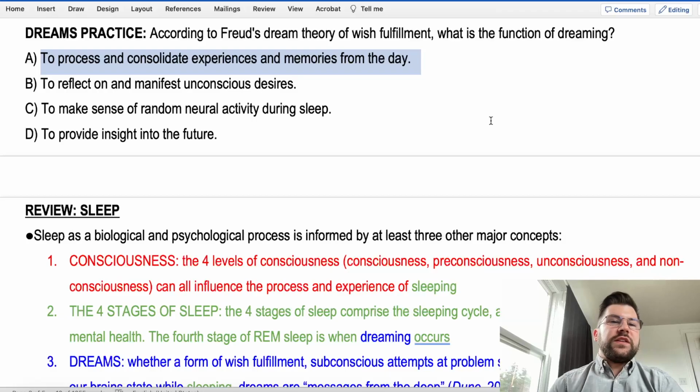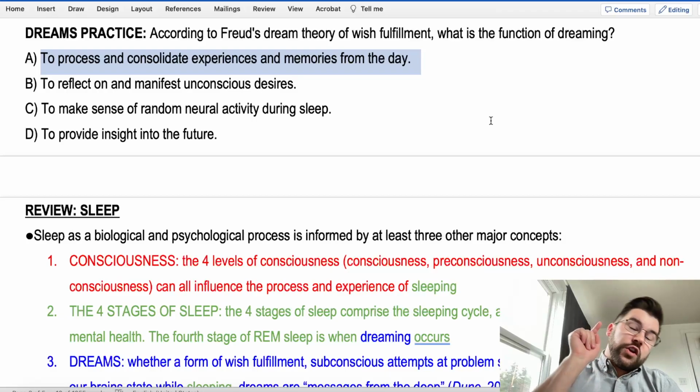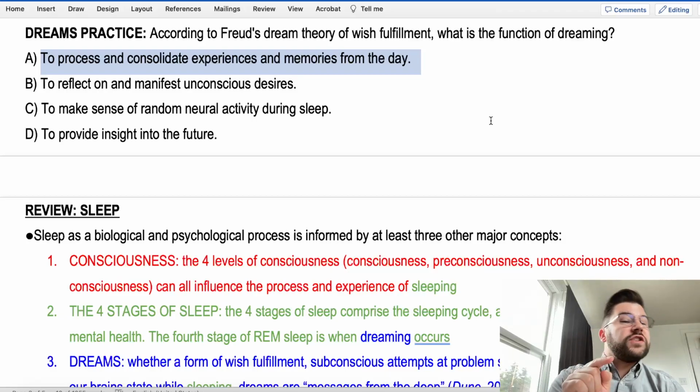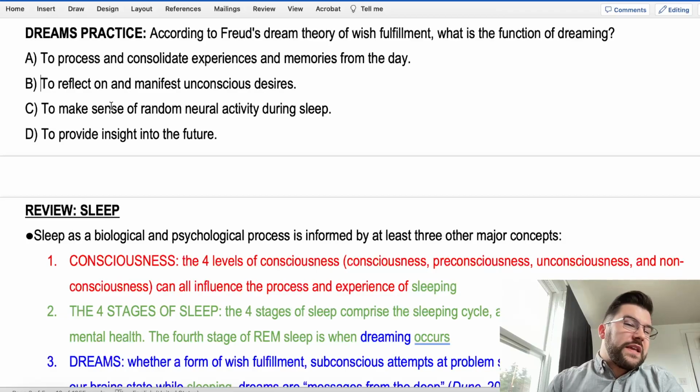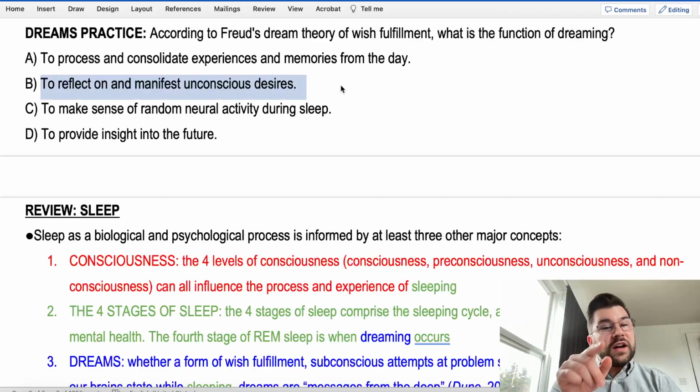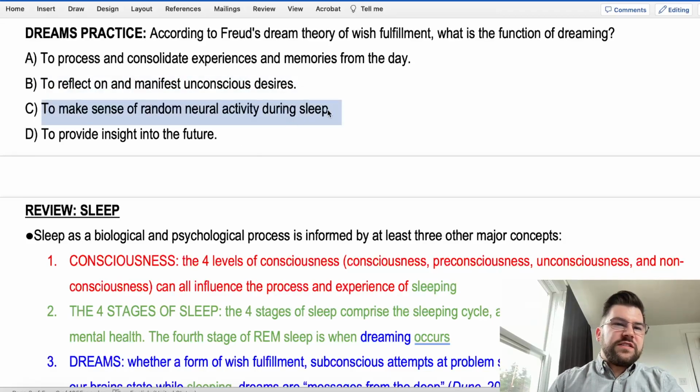A, to process and consolidate experiences and memories from the day. No, that was information processing, right? That's a separate theory. That was not Freud. That is not fulfilling wishes. So let's go to B, to reflect on and manifest unconscious desires. Yeah, that sounds like wish fulfillment to me. Let's check C, to make sense of random neural activities. No, that was activation synthesis, right? That was a different theory.